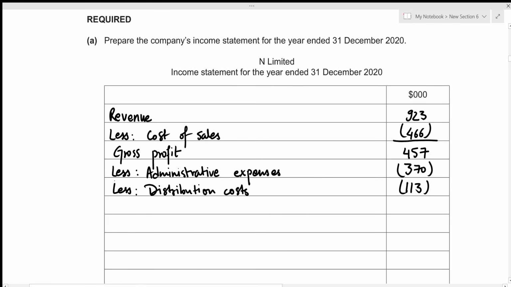Now finally, we can figure out the profit or loss from operations. So we can see that this combined value is obviously greater than the gross profit, so it results in a loss. So we can just write it down as loss from operations. That's 457 minus 370 minus 113, which gives us the loss to be 26,000. That's a negative, so we put it in a bracket. Next, we subtract the finance charges or finance cost.